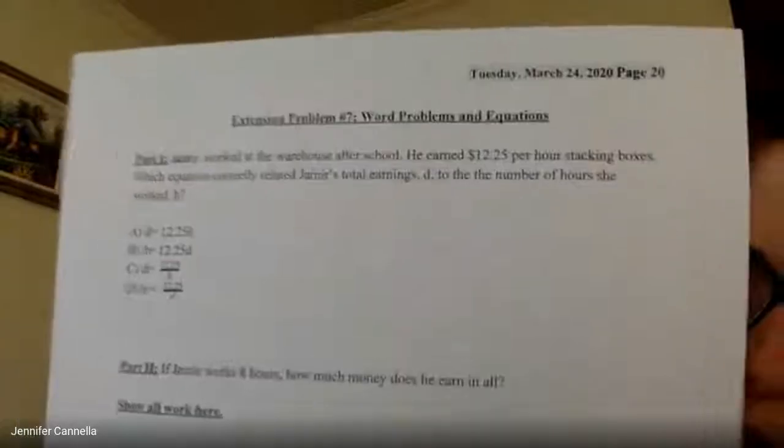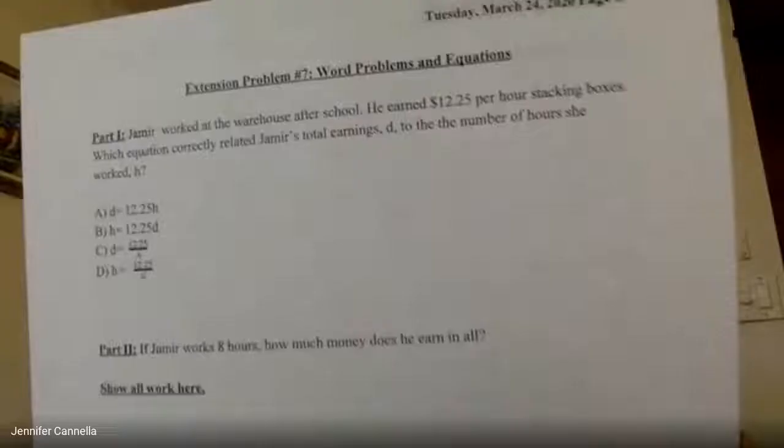Jasmine, read the problem, please. Jamar worked at the warehouse after school. He earned $12.25 per hour stacking boxes. Which equation correctly relates Jamar's total earnings Z to the number of hours she worked H? Okay, it's supposed to say he. So that's the first mistake. Cross off the S and make it say he.